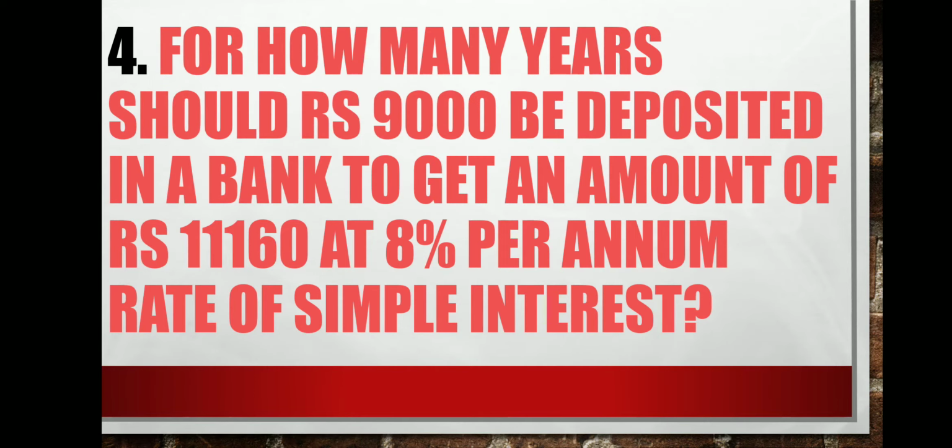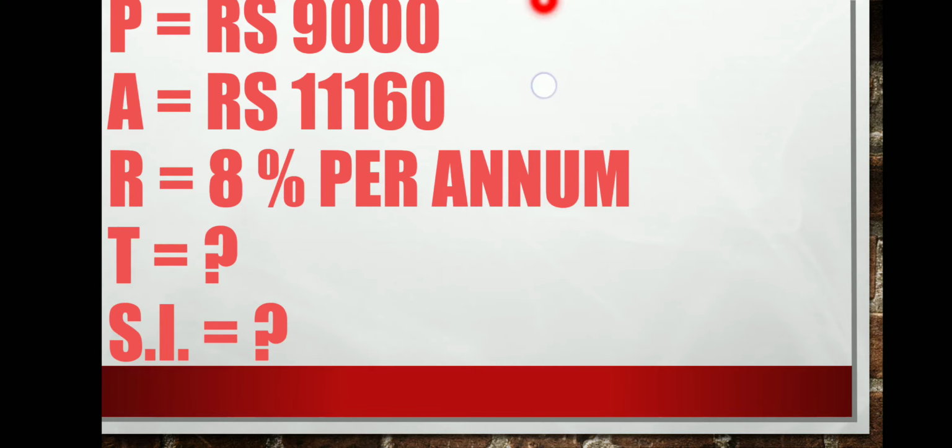For how many years should rupees 9,000 be deposited in a bank to get an amount of rupees 11,160 at 8% per annum rate of simple interest? Now let us see what are the things given in this question. See, principal 9,000 given, amount 11,160, rate 8% per annum given. What we have to find is time, that is T. Now we know that in formula of time we need SI also, and SI is not given. So first of all we'll find SI. Now let us see what is the solution.